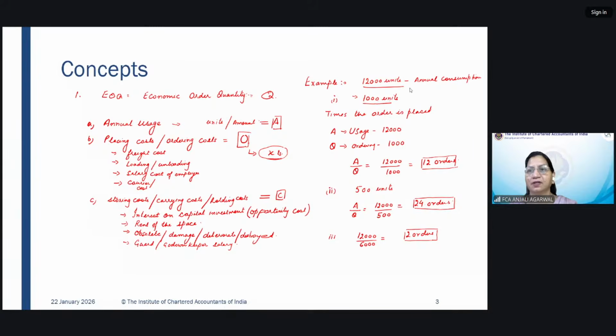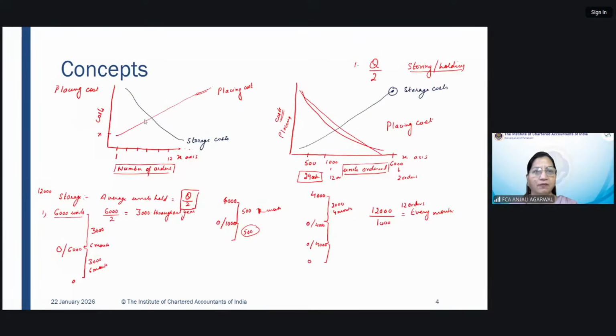So take an example: if your annual consumption is 12,000 units, you can go for various decisions. You order 1,000 units, which means you're going to place an order 12 times a year. You may place an order for 12,000 units at a go, which means you will order only once. You may place an order for 500 units, which means you may place an order 24 times in a year, that means every 15 days. And if you order 6,000 units at a time, you order twice a year, that means after every 6 months. Placing and storage costs are impacted by these decisions.